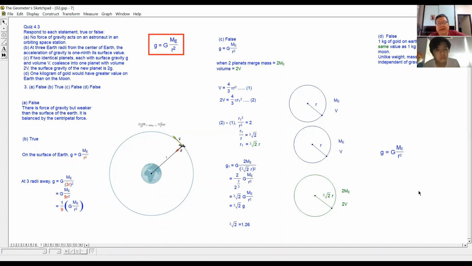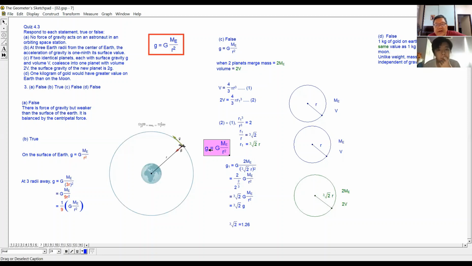So this is the radius, but our gravitational pull does not depend only on the radius alone. It also depends on the mass. So now I use this equation here.